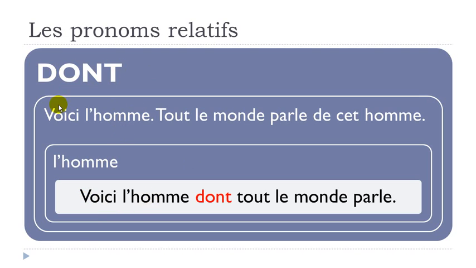And the sentence will go like that. Voici l'homme, so the first one doesn't change. Dont, so you put here your pronom relatif, then tout le monde parle. So you just put back what we've got, subject and verb. Okay, it's not really difficult.